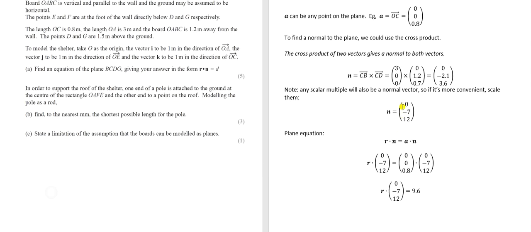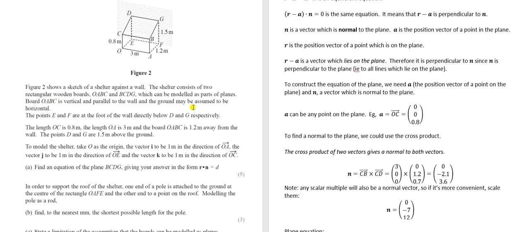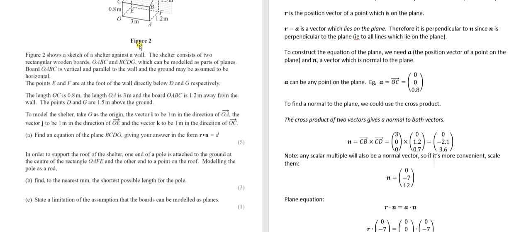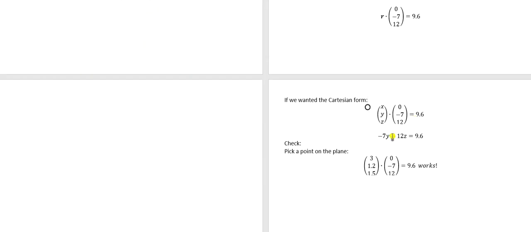Now, that's the first part, and that was worth 5 marks. That's the majority. But the next couple of sections make use of that equation. In order to support the roof, one end of a pole is attached to the ground at the center of the rectangle and the other end to a point on the roof. This is where a good clear diagram will help you, but you want to think carefully about where that base point is for the pole. If it's in the center of the rectangle, it's going to be 3 meters in the i direction and 0.6 meters in the j direction and 0 meters in the k direction.